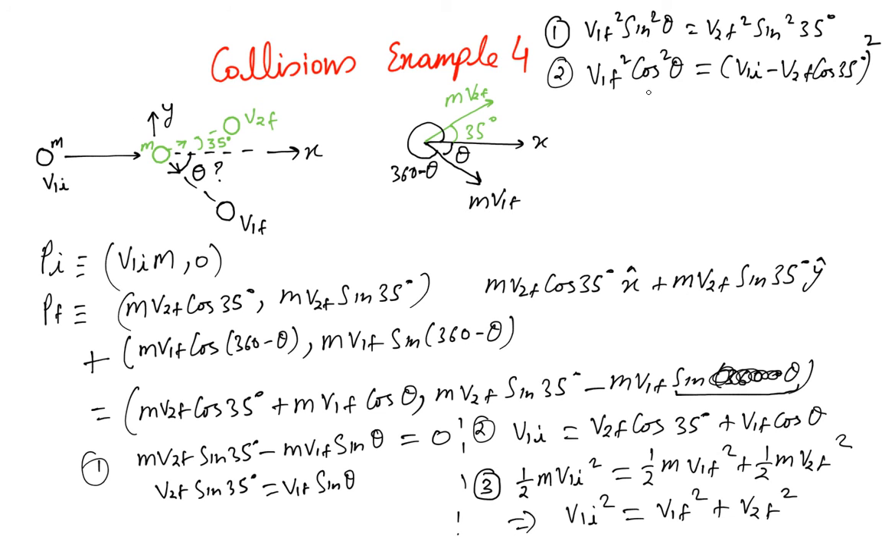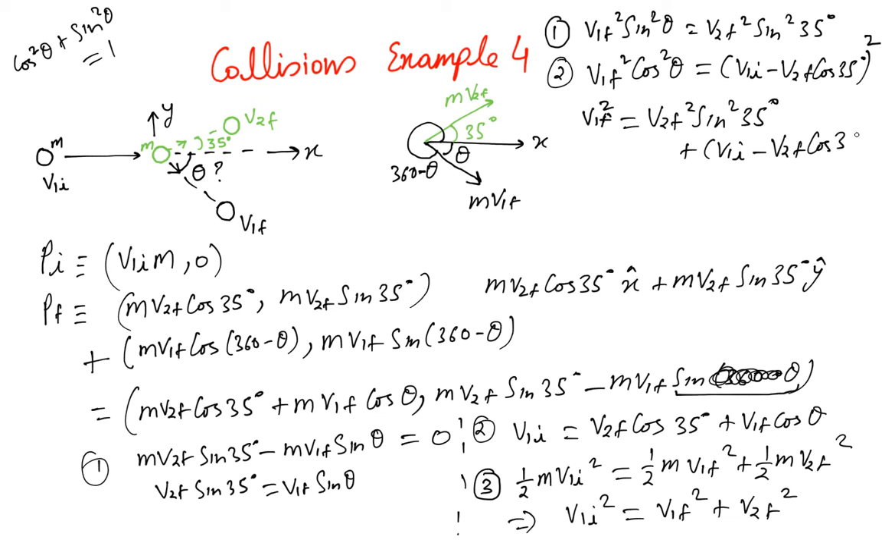So sine squared theta plus cos squared theta, we know that cos squared theta plus sine squared theta is 1. So these two added give you v1f squared, and on the right hand side we get v2f squared sine squared 35 degrees plus v1i squared minus v2f cos 35 degrees squared, right?